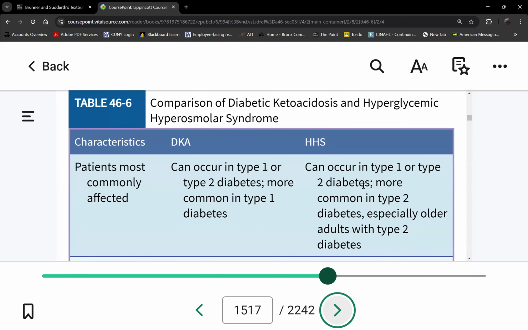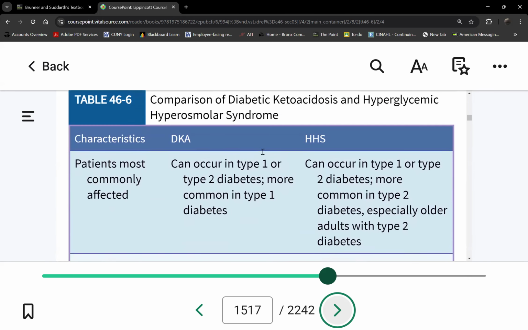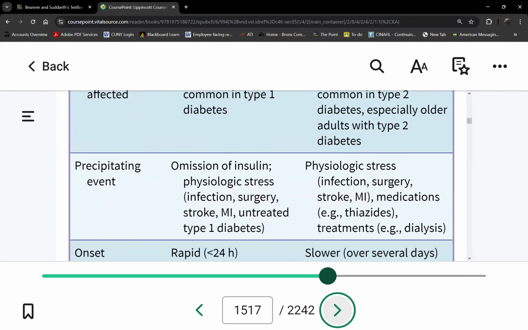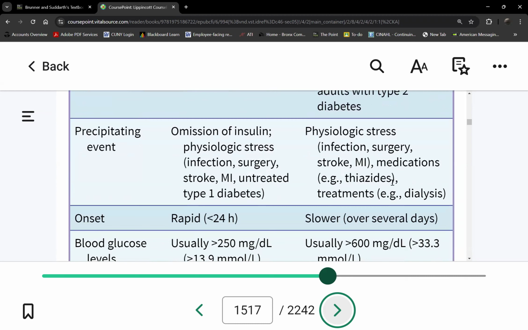Oh, here's a side-by-side comparison, by the way. I forgot about this. So, Table 46-6, it says here: DKA can occur in type 1 or type 2, however, HHS is mostly type 2. It can occur in type 1, but it's very, very rare. Okay, mostly type 2 in HHS.